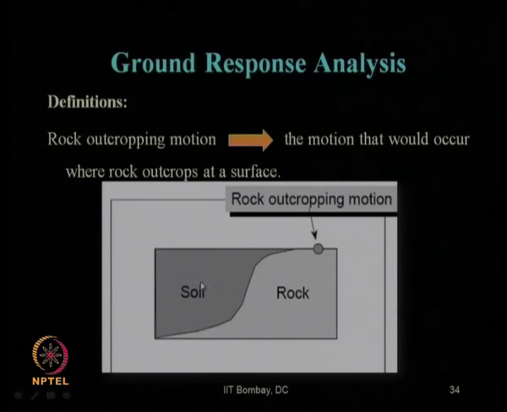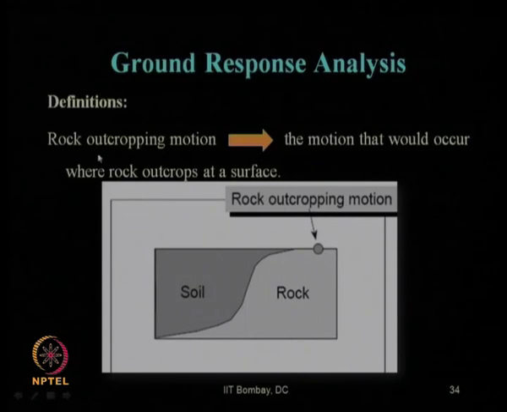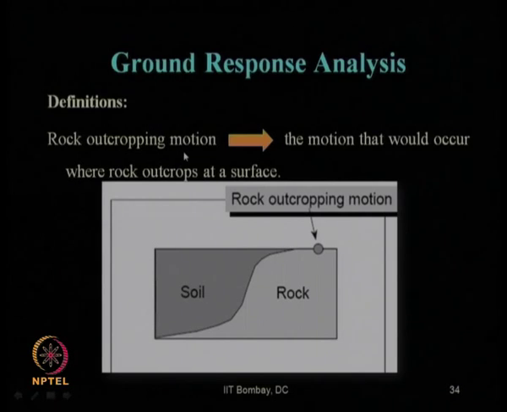So, wherever we get this type of soil and rock combination, rock outcropping motion means the ground motion which would occur when the rock outcrops at the surface, that is, the rock comes on the ground surface. So, rock outcropping motion means whichever ground motion we are getting at the ground surface, provided that it is a rocky ground surface, that we call rock outcropping motion. Clear?